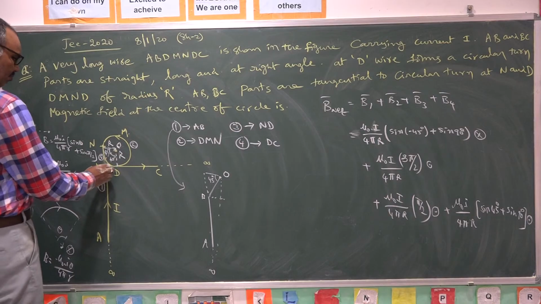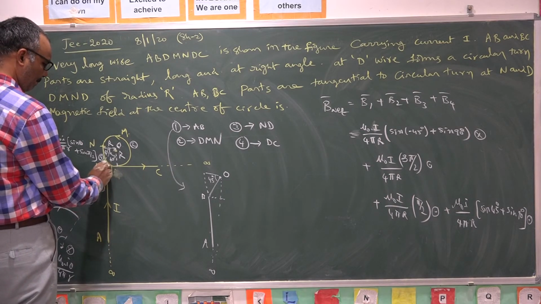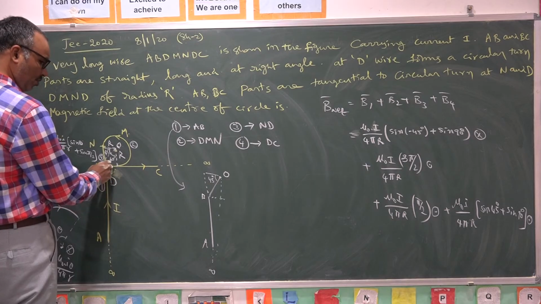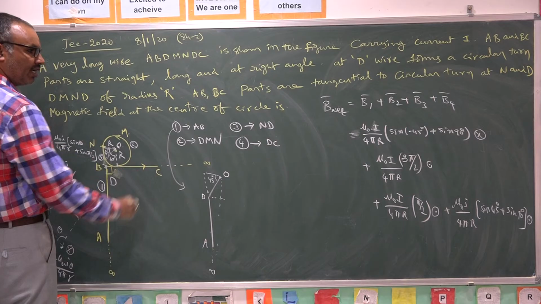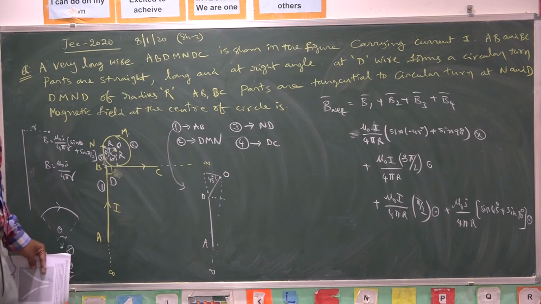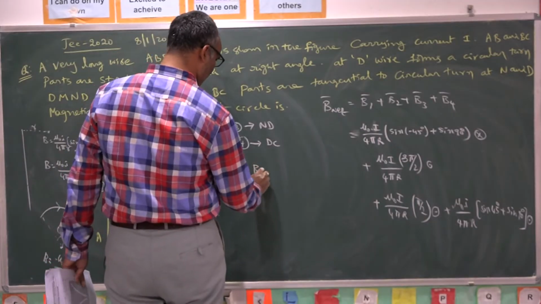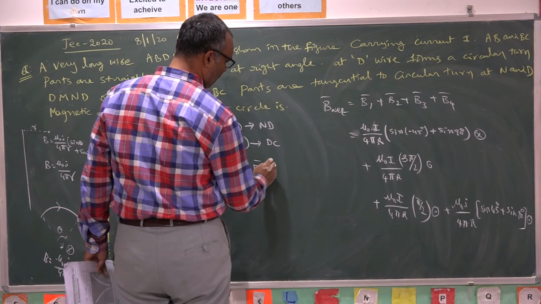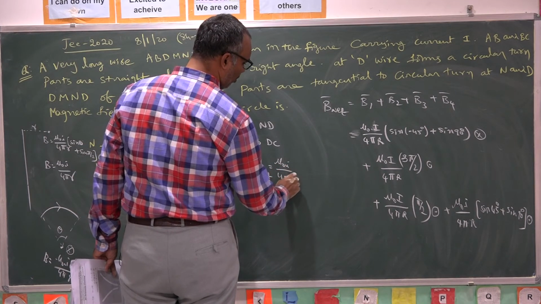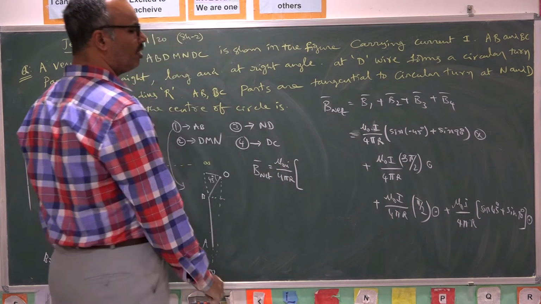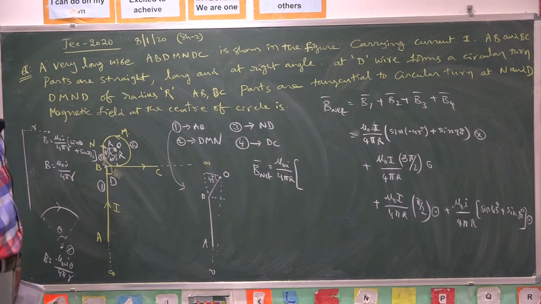B and D are same points only. D is actually this point D. Okay, this is making 45 degrees here. Other one is making 90. So we have to take like that. So on simplification, B net, mu naught I by 4 pi r is common everywhere. Into the paper, let me take it as negative. Out of the paper, let me take it as positive.